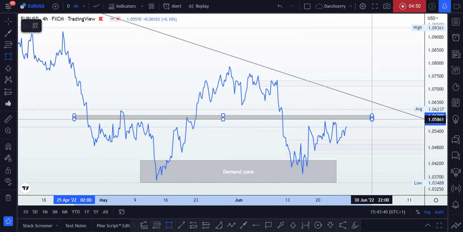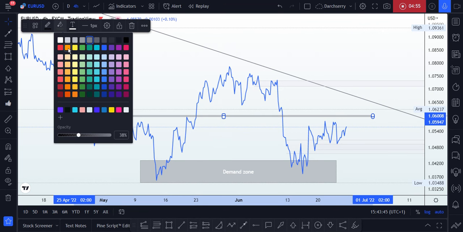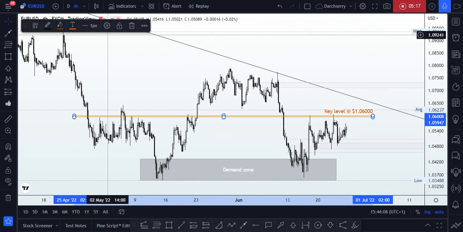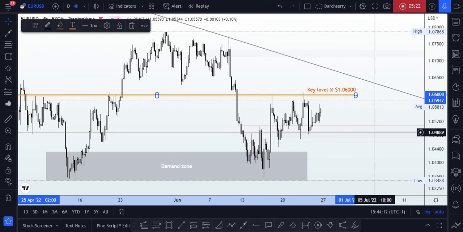So let's draw our line chart, let's connect it together, and we have this area in gold color, and then we label it a key level at 1.06000, and let's place it on the right side of the screen. Right-hand side of the screen will be most appropriate, and so we have something like that. So we have a key level sitting right at that area, which has been rejected multiple times.